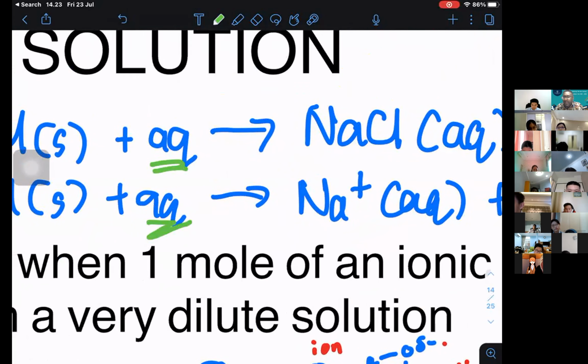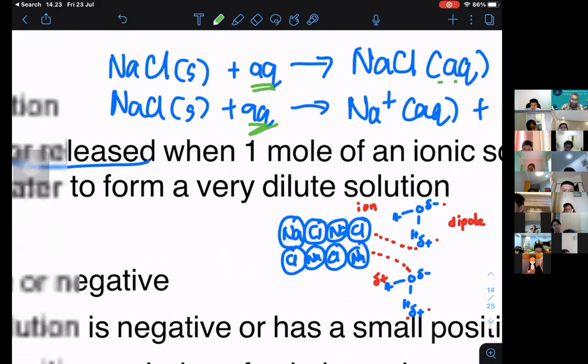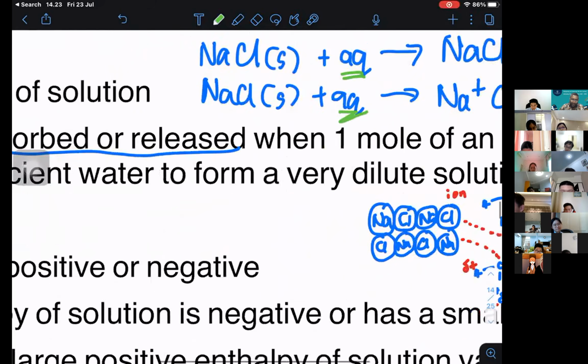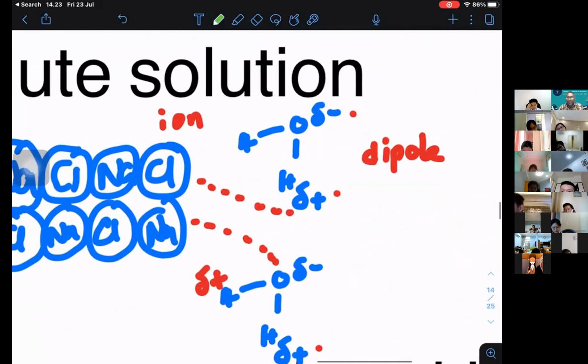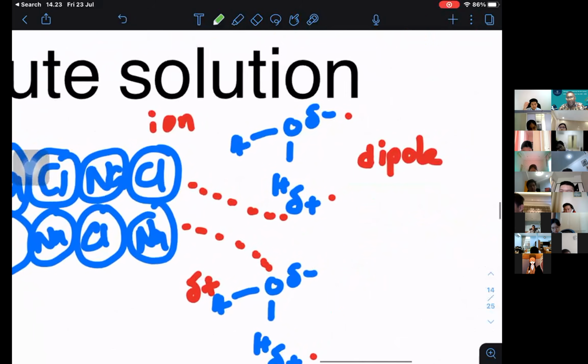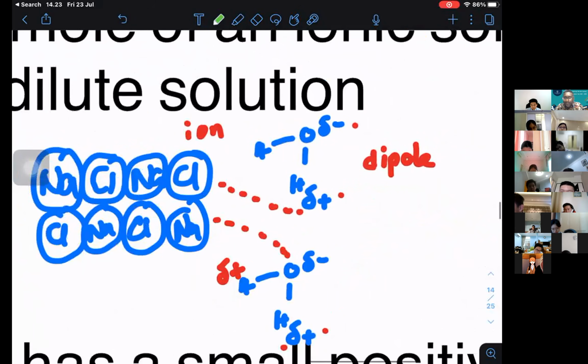Something added with water and you are forming, according to the definition, when you dissolve in sufficient water to form a very dilute solution. So you are looking from the perspective of water. So are you forming bonds with water or breaking bonds with water? Forming. Okay, you're forming bonds. Therefore, because it is involving bond forming, it is going to be negative.